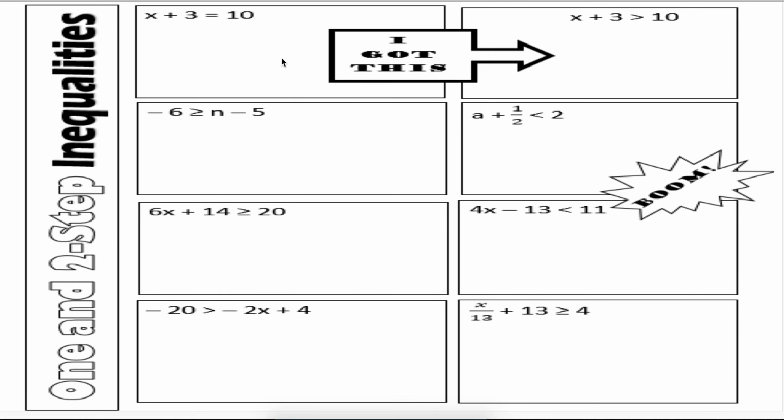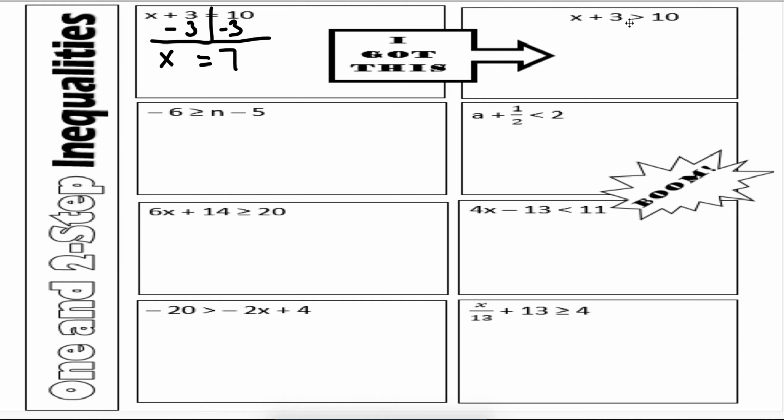Let's practice here. First thing, we know how to do these type of problems. We've done these in the past. X plus 3 equals 10. What you do, subtract 3 from both sides. Railroad track down there. We're left with X equals 7, and you're done. 7 plus 3 equals 10. Pretty simple. If you can do that, you can do this.